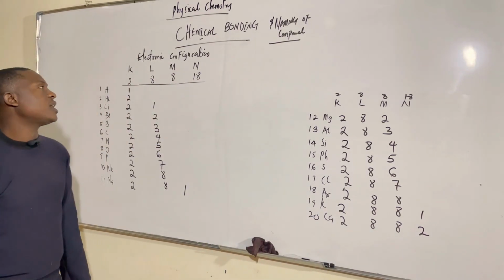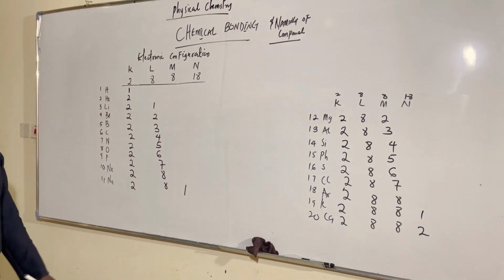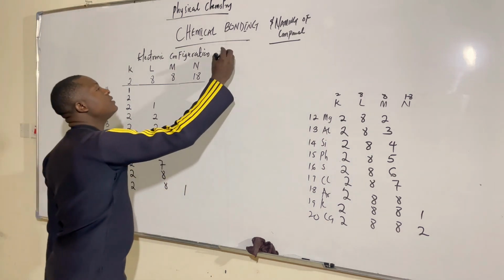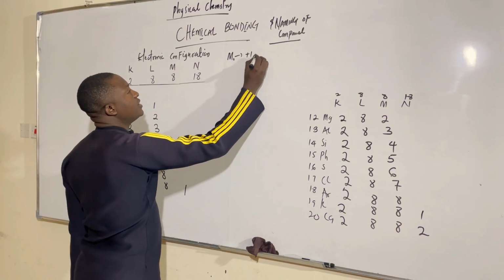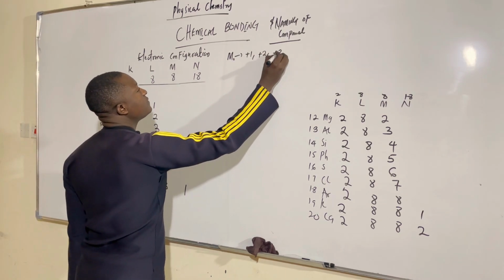Can you see that? You'll be wondering, why do we need all this? You see the beauty of chemistry now. I want to use all this to determine my oxidation number. Recall, I told you that for metallic elements, they can give 1, they can give 2, and at the same time, they can give 3.